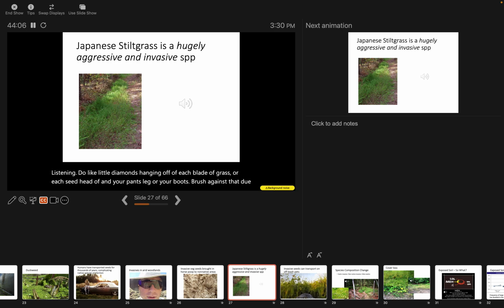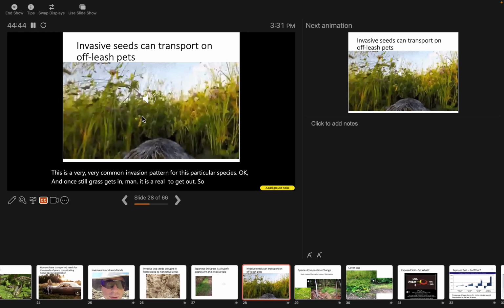The water on the leather or fabric of your boots makes that fabric just sticky enough to pull a few of those seed heads off. And then you walk 500 yards down the trail, at which point you're out of the patch of Microstegium, so your boots dry off, the seeds fall off, and now they've hopped 500 meters down the trail. This is a very, very common invasion pattern for this particular species. Okay? And once stiltgrass gets in, man, it is a real bastard to get out. So that is going to be a thing.